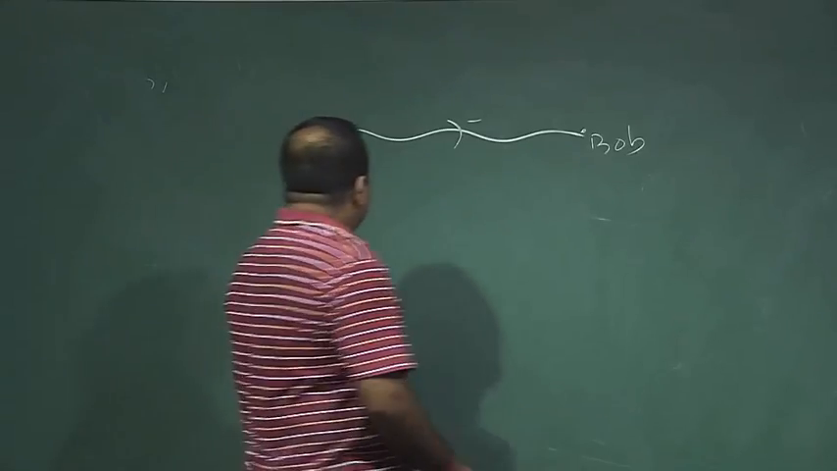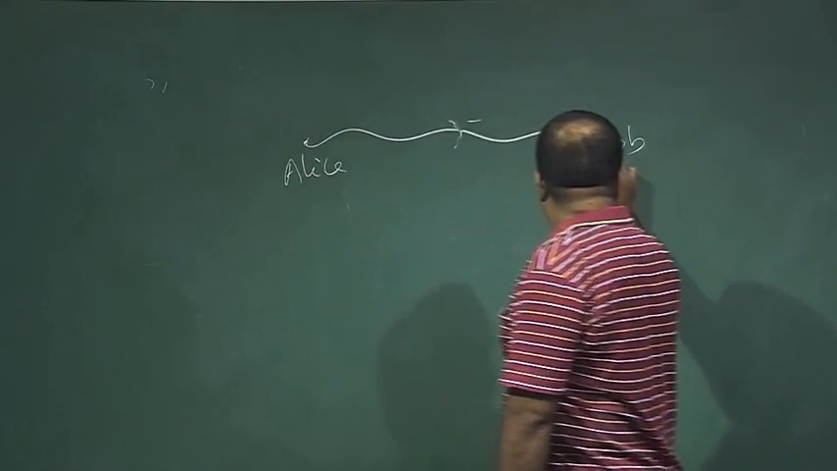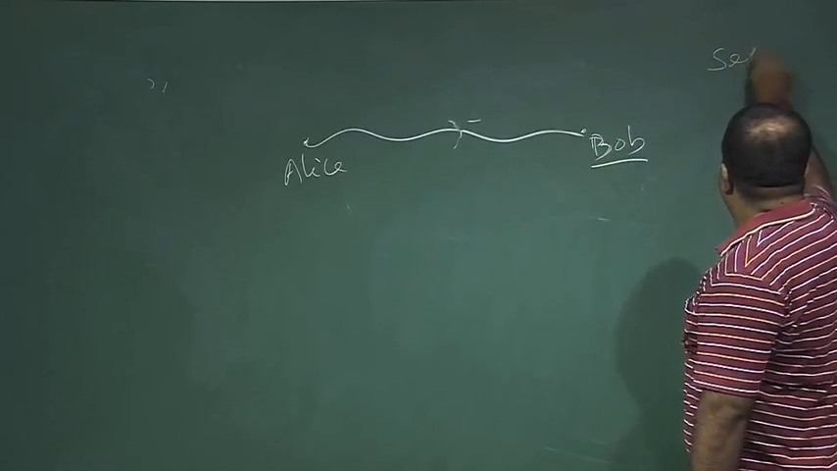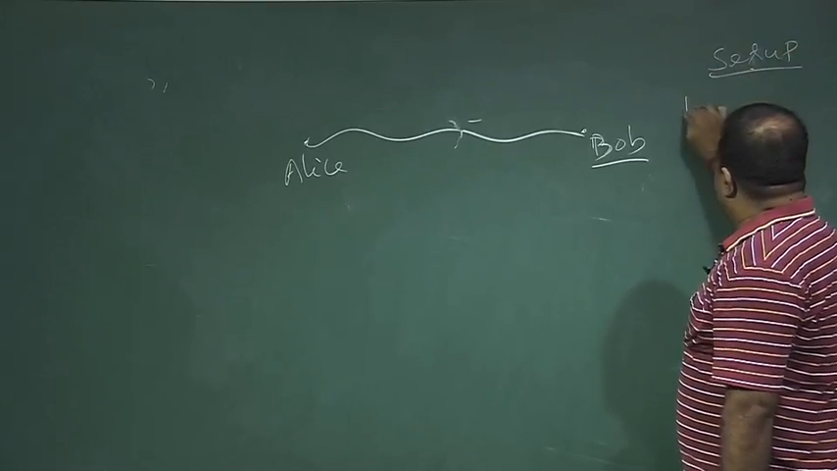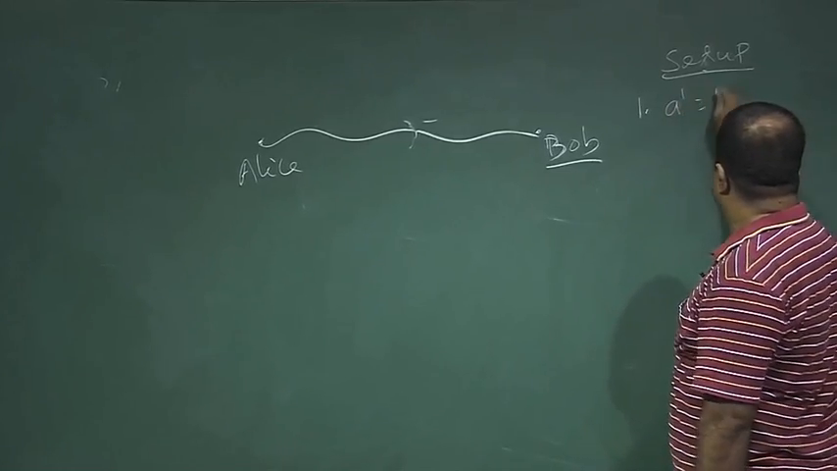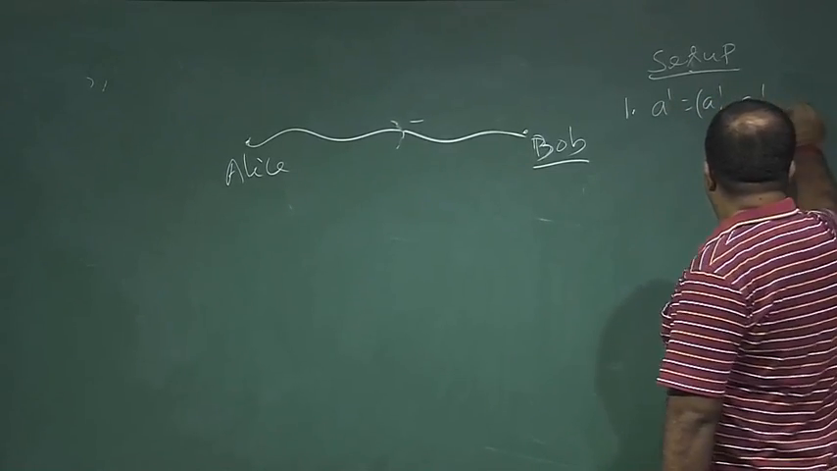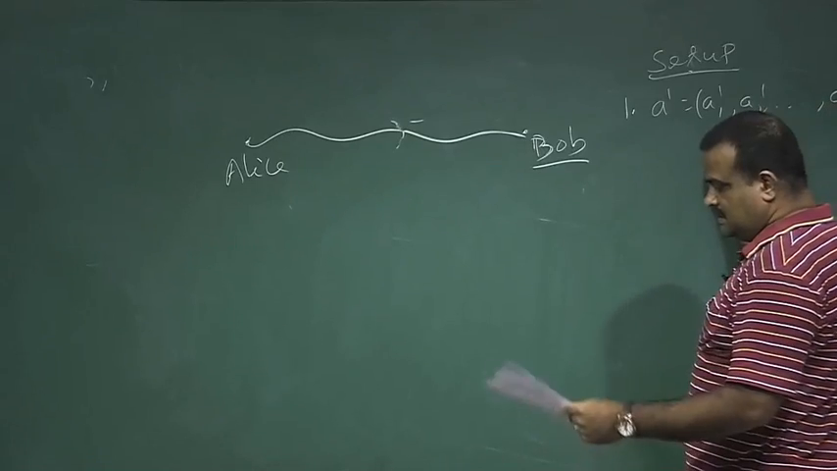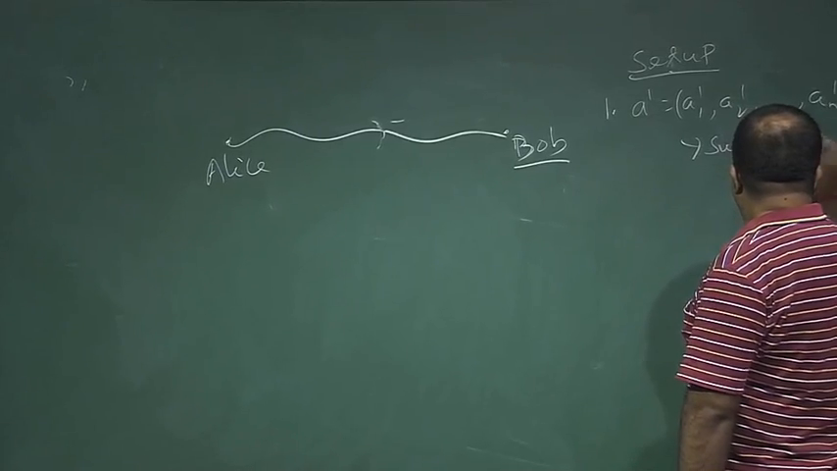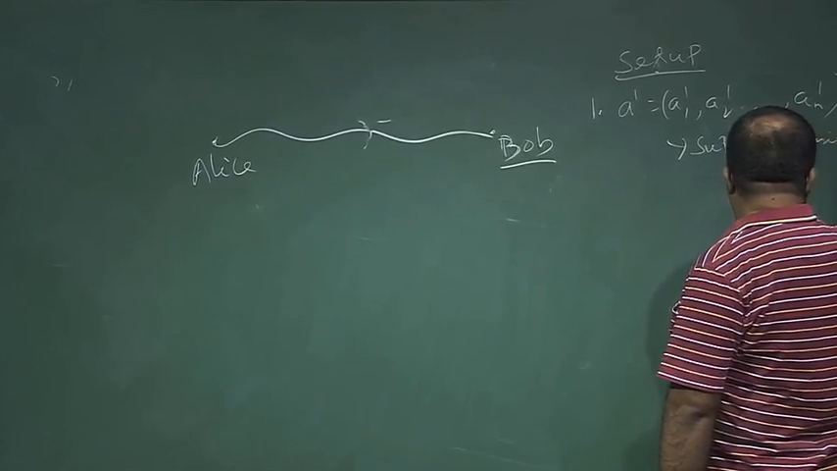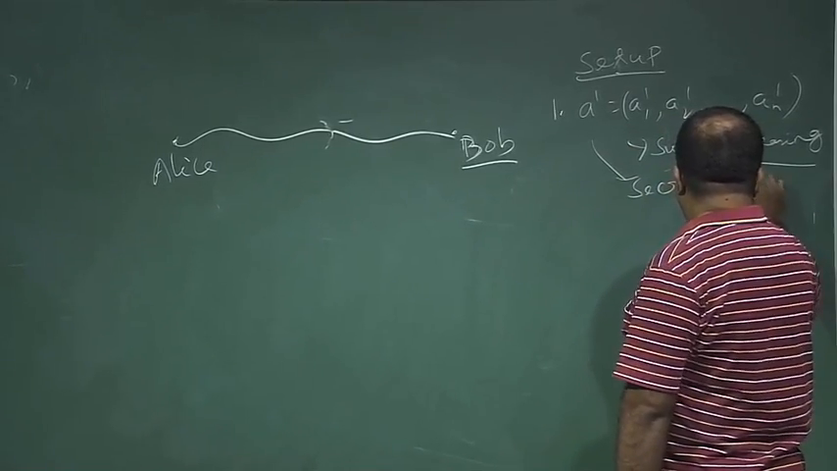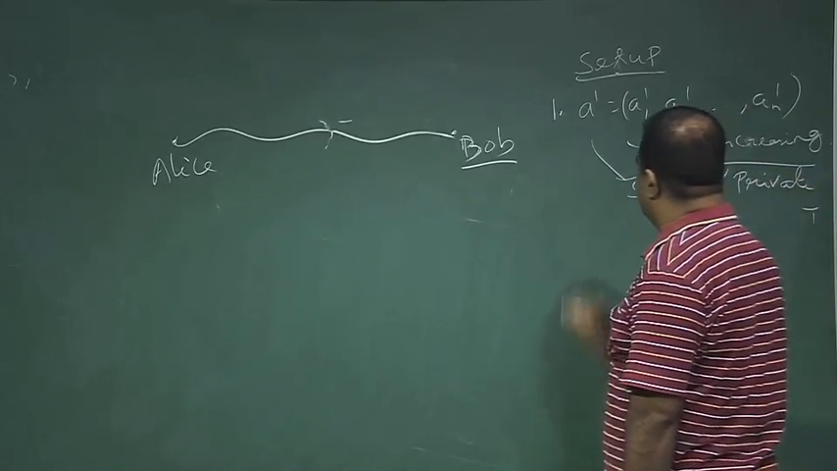So what are we doing? Alice wants to send a message to Bob, so Bob has to generate his public key, private key pair. This setup Bob is doing. Bob first chooses a super increasing sequence A prime. This is not public, this is secret. This is the secret or private key of Bob. Bob is not making this public.